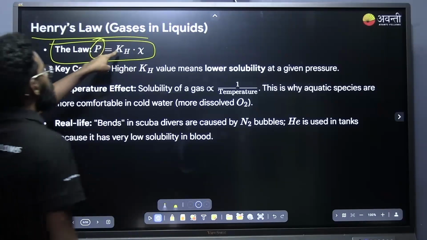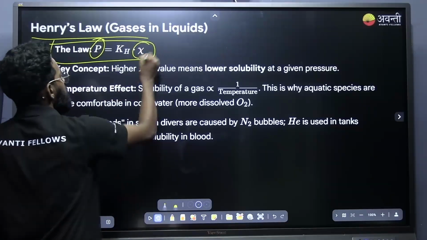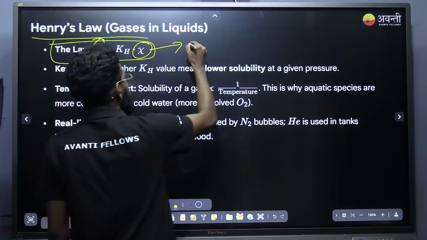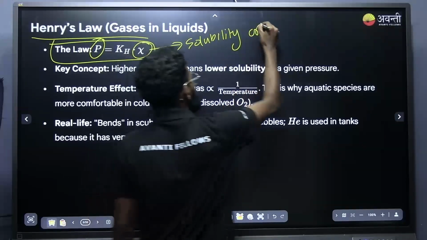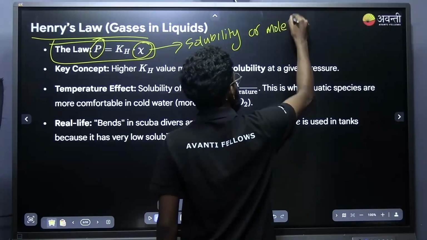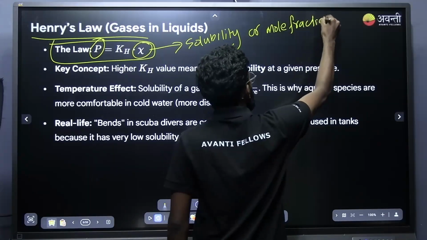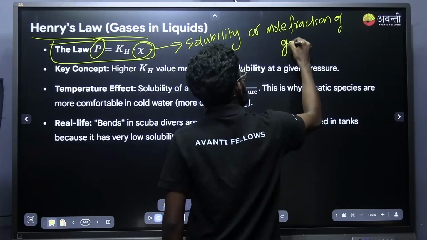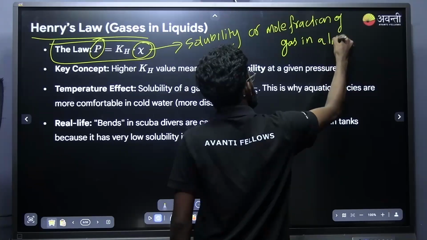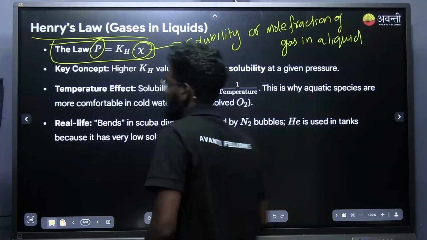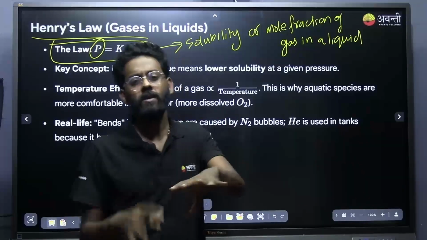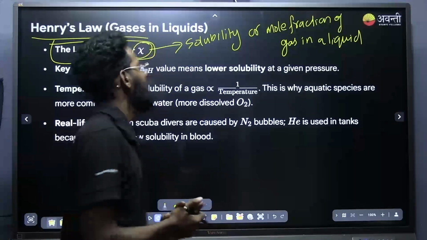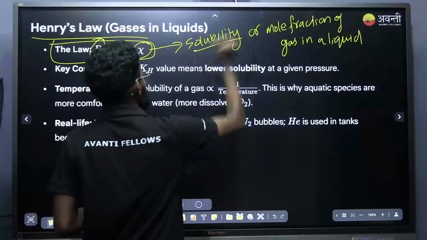P is directly proportional to chi. What is chi? Chi is the solubility, or it is the mole fraction of gas in a liquid. That is, mole fraction will tell you how much gas will be there in a particular amount of solvent, and that is nothing but our solubility itself.